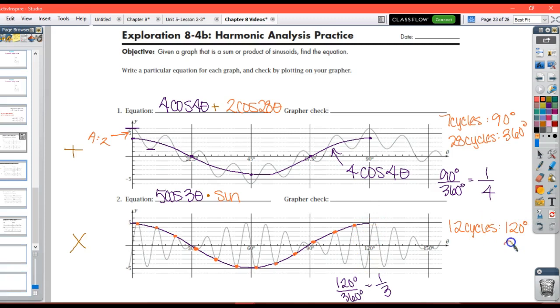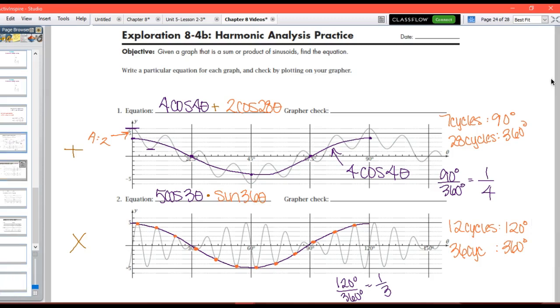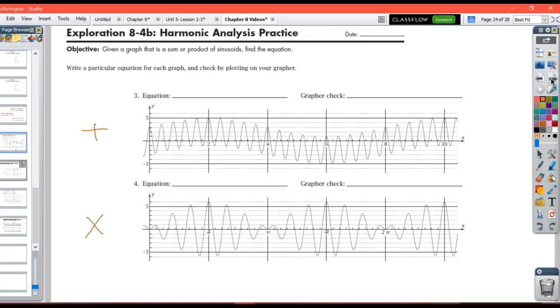Well, that means that in 360 degrees, I would have to have 3 times the amount, so 36 cycles. So that means we made these little curves 36 times smaller than normal. So in the equation, we will have 36 theta. Now the next 2 get a little bit tougher because then we are in radian mode. Notice how the x-axis is labeled, and so we are in radians.